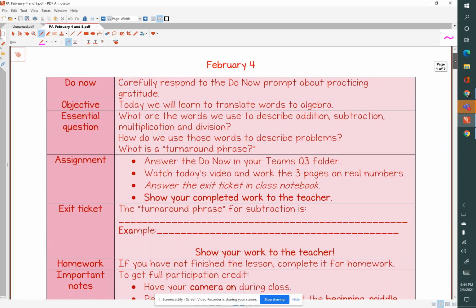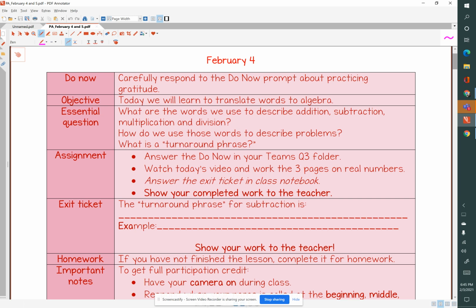So for our February 4th students, I want you to carefully respond to the do now prompt about practicing gratitude. We like to have a thankful Thursday every once in a while. And for everyone, the objective is to learn to translate words to algebra. So our essential question is, what are the words we use to describe? This is all about describing the addition, subtraction, multiplication, and division that we use, and how do we use those words to describe problems, and also what is a turnaround phrase.